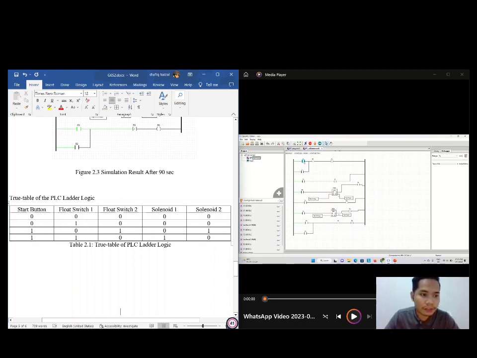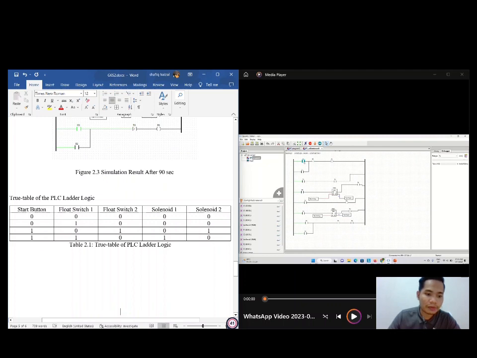Okay, for my part, I will explain about the truth table. As you can see here, this is the truth table of the PLC ladder diagram for my group. There are 4 conditions. First is 0000. The second condition is 01000. And the third condition is 10101. The last condition is 11010.